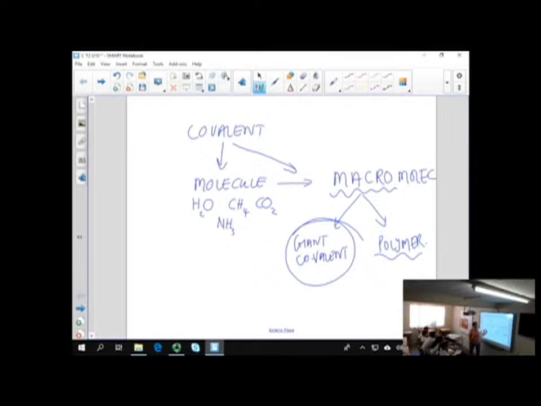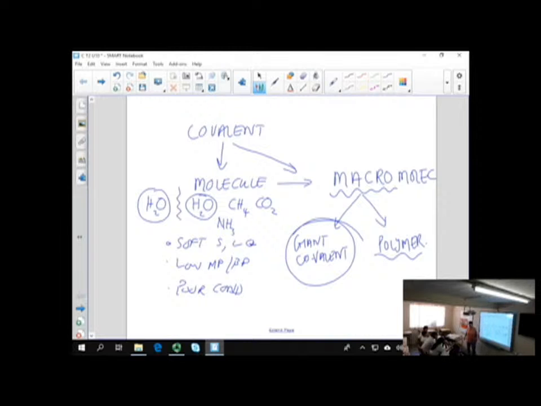Now, normally, what are the properties of molecules? Yes, soft solids, otherwise they are liquids or gases. They have low melting and boiling points, and they are poor or no conductors. Are you with me? These giant covalent molecules, would they have the same properties? Definitely not. Because remember, between one water molecule and another water molecule, what forces are there? Very weak forces, van der Waals forces.